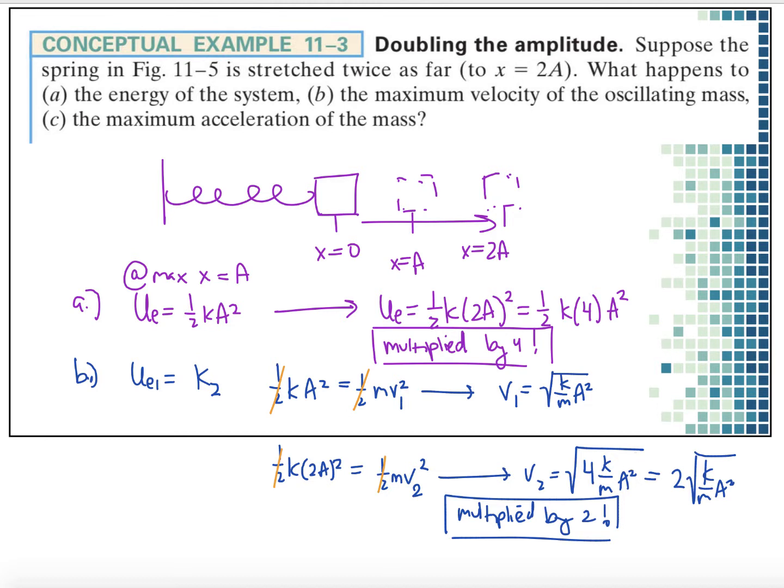Now, C is where your first proof of doing this comes in. The maximum acceleration of the mass is going to come from Hooke's law. And what I need you to do is actually tell me what happens to the acceleration of this mass, or by what factor the acceleration changes, and I need you to submit that for part of this assignment.